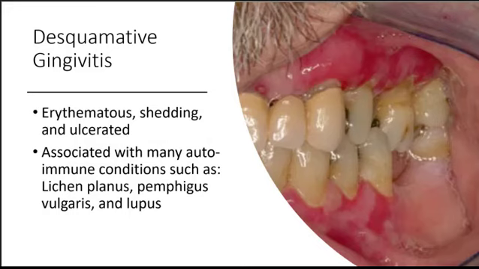Desquamative gingivitis is a term describing a shedding of the tissue. So anytime you see desquamative, that's going to mean shedding. There are several conditions that we see this, such as lichen planus, mucous membrane pemphigoid, pemphigus vulgaris, lupus. So it's more of a descriptive term than an autoimmune disease itself.